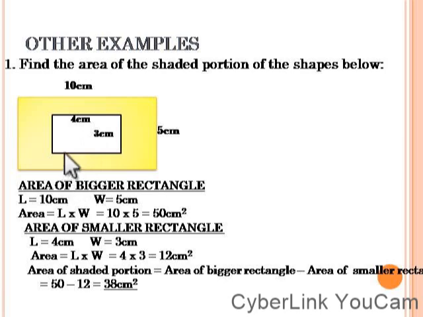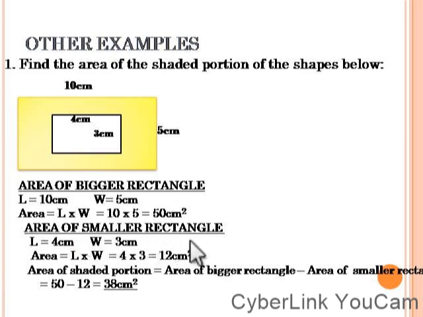So this is how we solved it. We find the area of the bigger rectangle. This is the bigger rectangle, the one given in yellow color. The length of it is 10 centimeters and the width of it is what? 5 centimeters. So the area of a rectangle is length times width. That will give us 10 times 5, which gives us 50 centimeters squared.